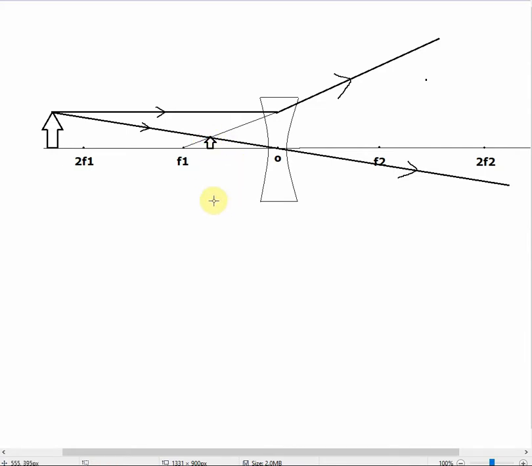Okay, so this is the image. I hope you have understood this. So it's a simple drawing. Once or twice you practice, these drawings will be absolutely easy for you.